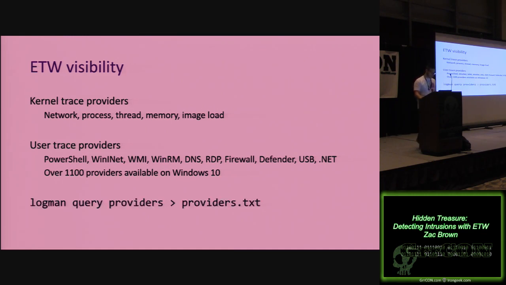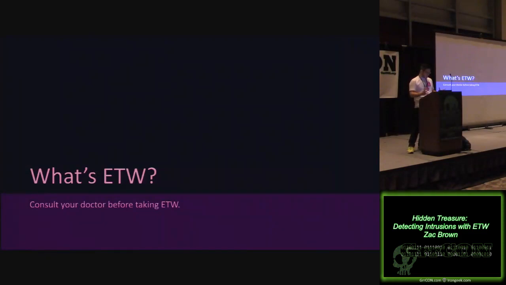That command at the bottom there, logman query providers, pipe to providers.txt, if you run that on any machine, certainly Win 7 and above, and you could probably go down to Windows 2000 and above to do it, tells you every provider that's available on that machine right now. So what is ETW? I'm going to talk a little bit about how it works, and then we're going to do some demos, which hopefully will kind of show you how the code's written on that.